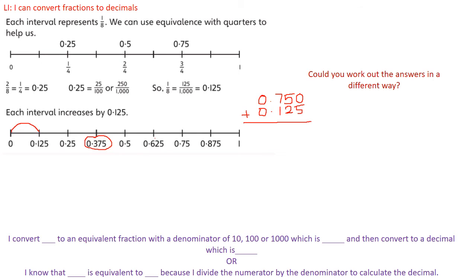So now we can start adding. 0 plus 5 is going to be 5. 5 plus 2 is 7. 7 plus 1 is 8. Because we are adding, our decimal point is just lined up underneath. 0 plus 0, that's going to give us a 0. So there you can see we've worked out all the numbers on the number line.